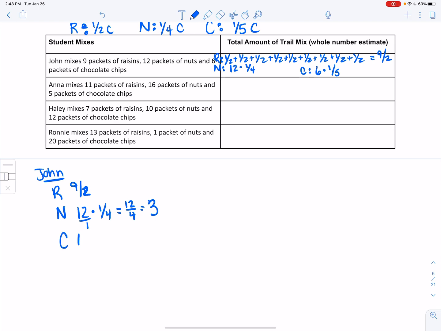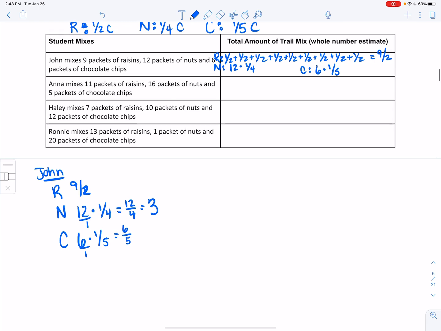And then he's getting chocolate chips. He's got 6 packages at 1/5 each. So I'm going to multiply again. So that'll be 6 times 1 is 6. 1 times 5 is 5. So in there, he's got a mixed number. He's got 1 whole cup and 1/5 of a cup left over.